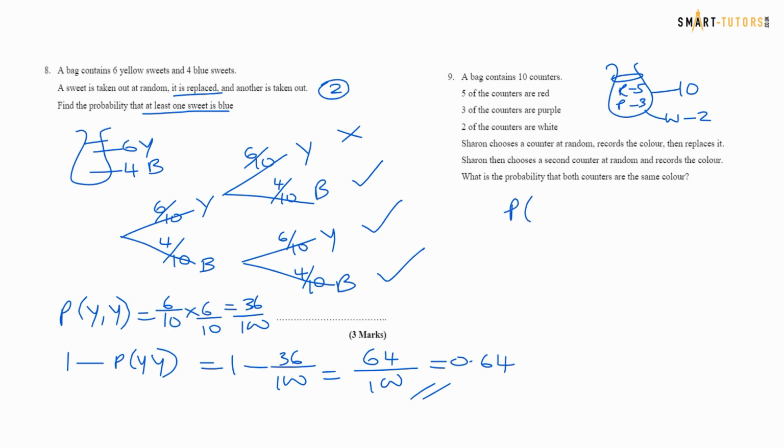So probability of red, probability of purple, probability of white. Probability of red means to get red, what is the probability? 5 upon 10.